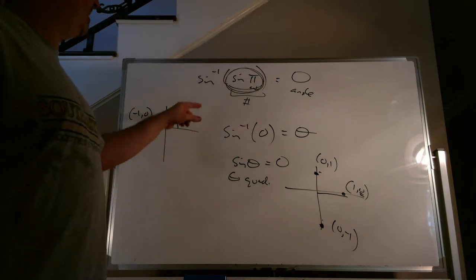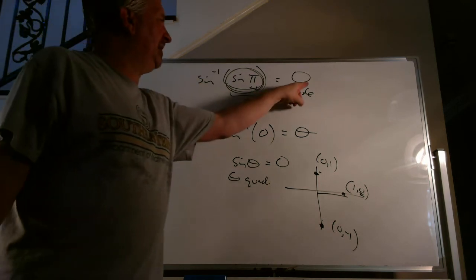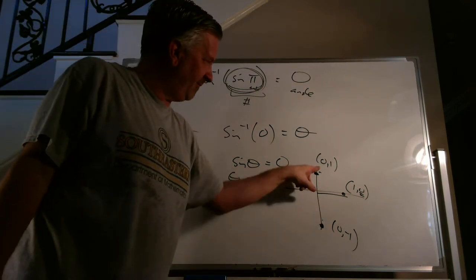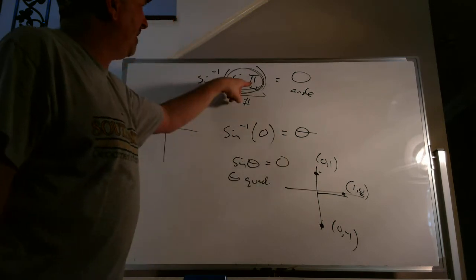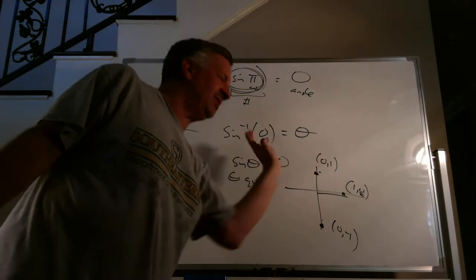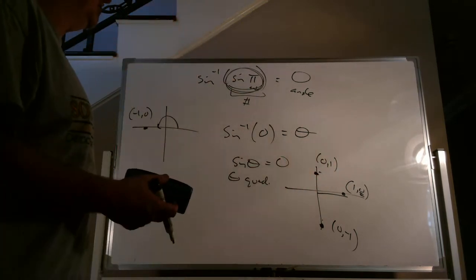The reason why you can't is, if you take sine inverse of a number, it spits out an angle. The angle has to be from minus pi over 2 to pi over 2. The answer can't be pi, because pi is outside the range of the inverse sine function. Okay, that's why you can't.